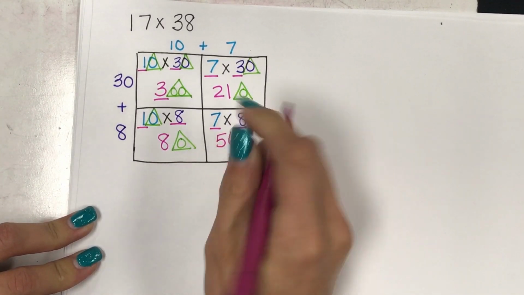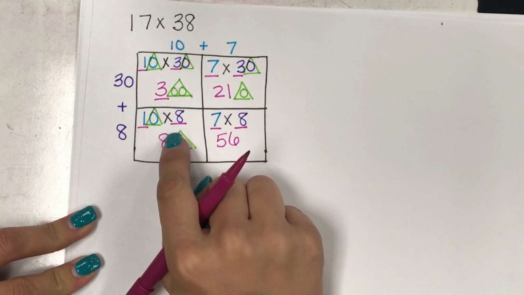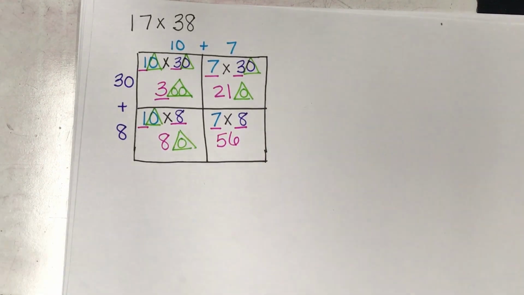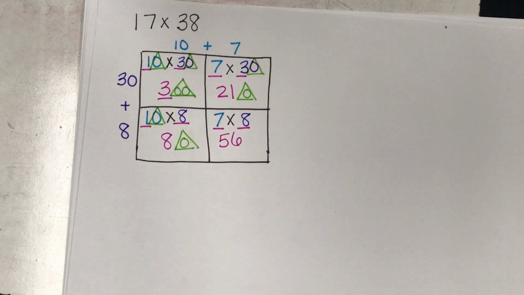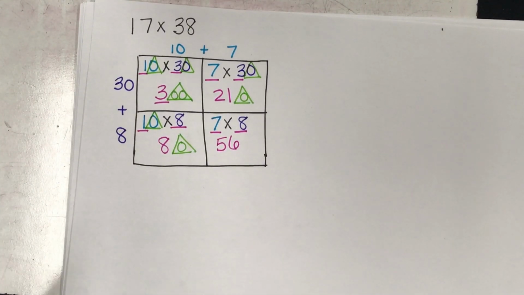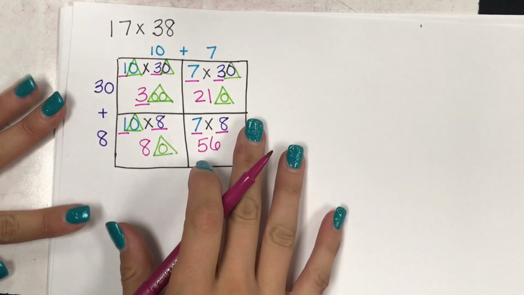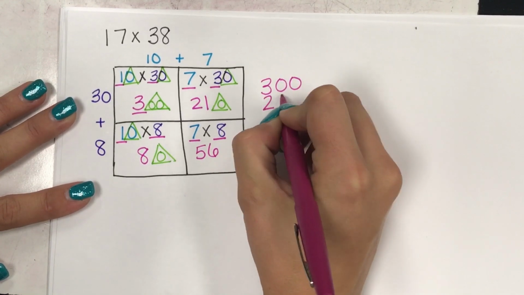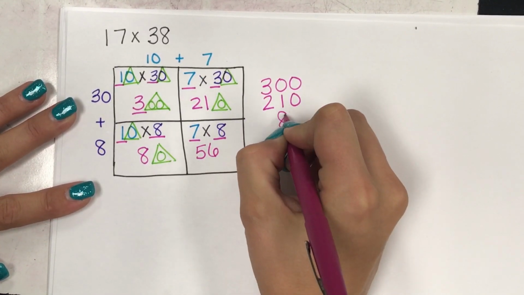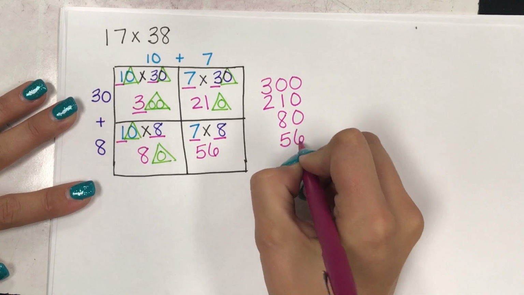Now, what do I call all these parts that I've gotten, all these smaller pieces of my answer? My partial products. So, what do I need to do with my partial products now? I need to add them up. So, off to the side, I'm going to add them. 300, 210, 80, 56.